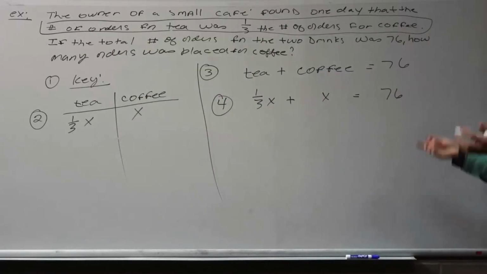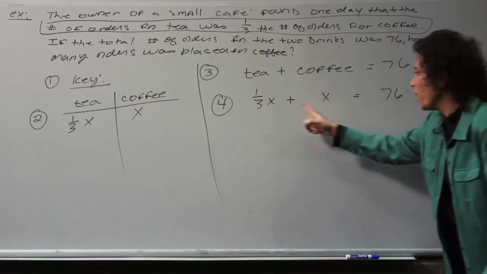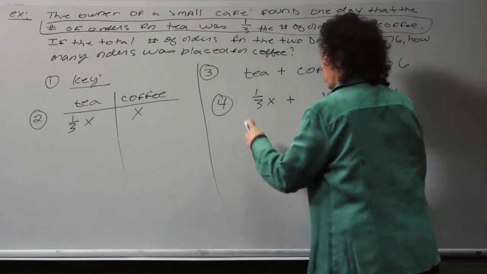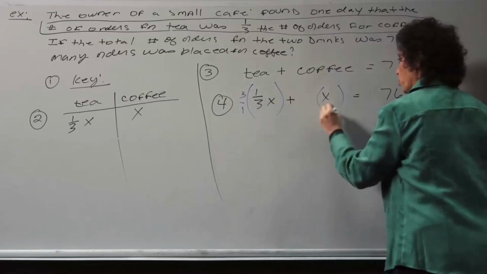My step 5 is to solve the equation, of course. To me, this is a fractional equation. I know I can do this easily. I don't really want to. I like to clear the fraction. So this is my step 5. I'm going to solve the equation.